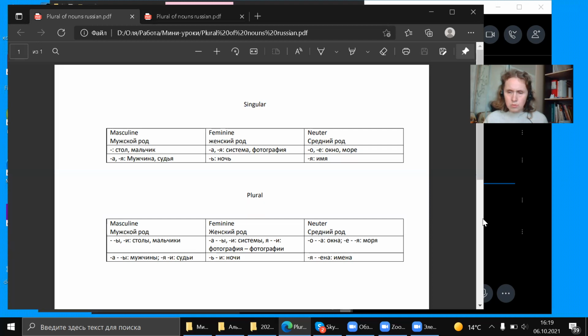Okay, now the neuter nouns. These can end in o or ye. Two endings, o or ye. Окно, ending in o, a window, and море, sea, ending in ye. And one more group of neuter nouns, again, a very small group, but still, ending in ya. And an example is имя, name. Okay, so we've covered this.